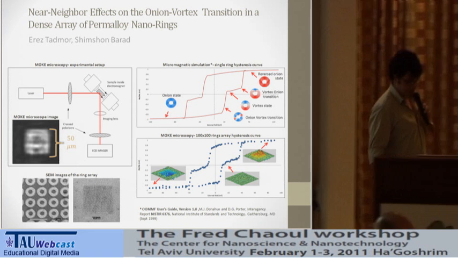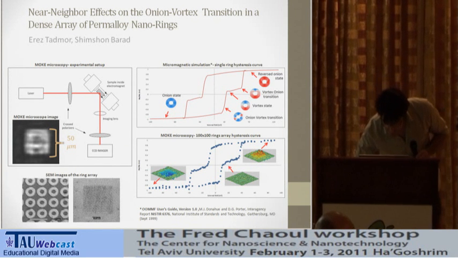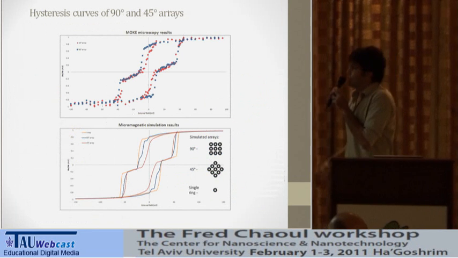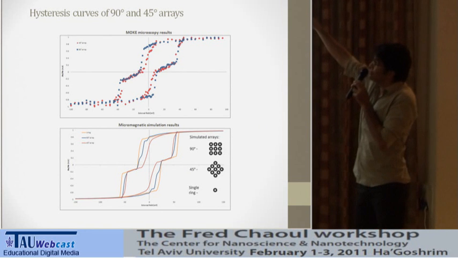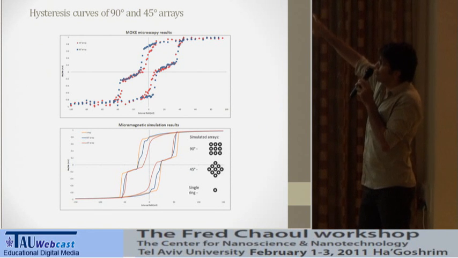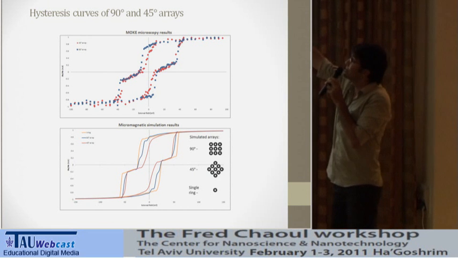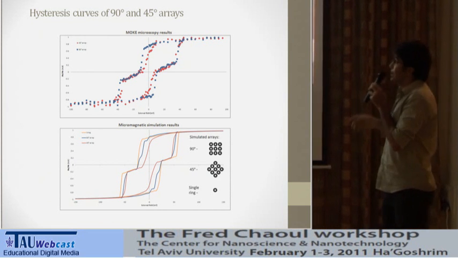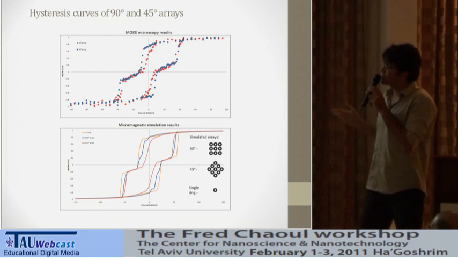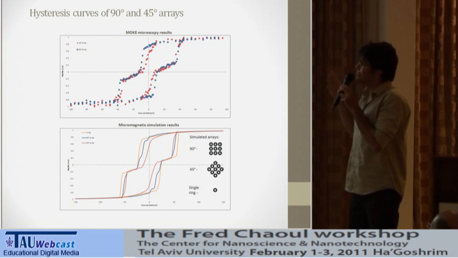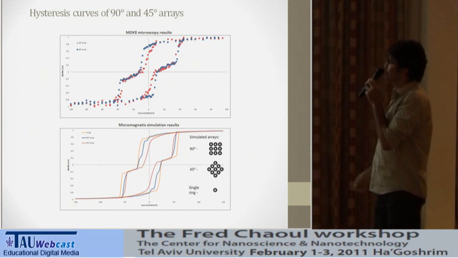And when we study them in dense arrays, we see effects of the arrays on the rings. You can see here in this experiment, we simply rotated our array, and we saw that the hysteresis curve is narrowed. It means that the transition from onion dipole state into the vortex state happens at lower or higher field, depending on the direction you look from.